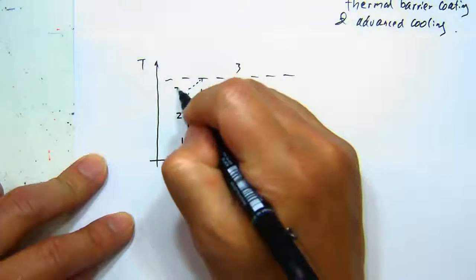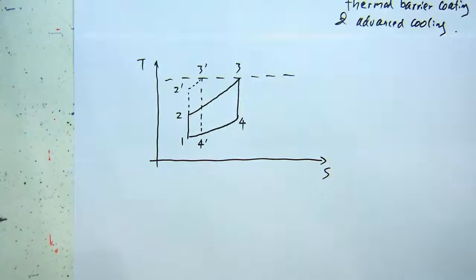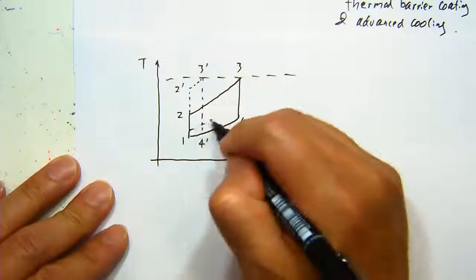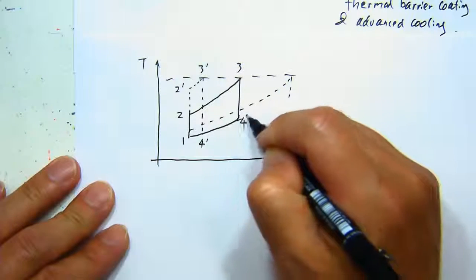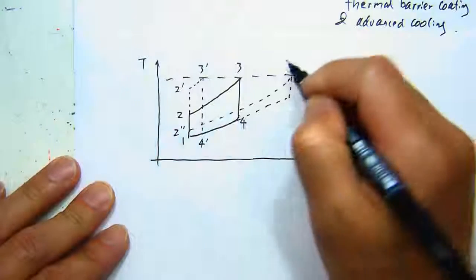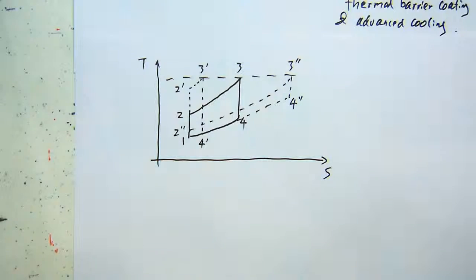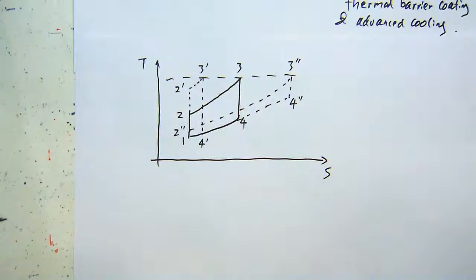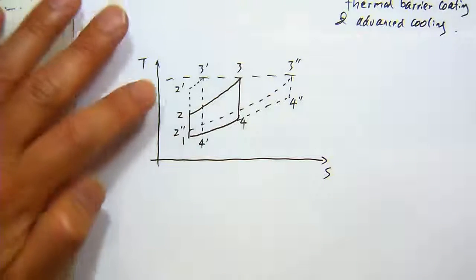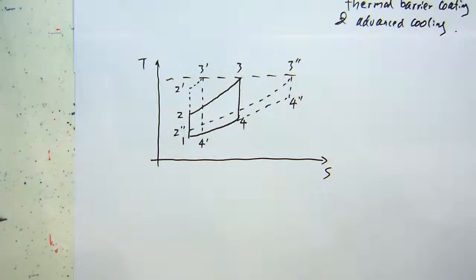So if I call this one 2 prime, 3 prime, and 4 prime, or I can do it in another way, 2 double prime, 3 double prime, and 4 double prime. So between the starting point and the threshold turbine inlet temperature, I can still have various ways to design my gas turbine cycle, right? They are different in terms of the efficiency and in terms of the useful output they can produce.